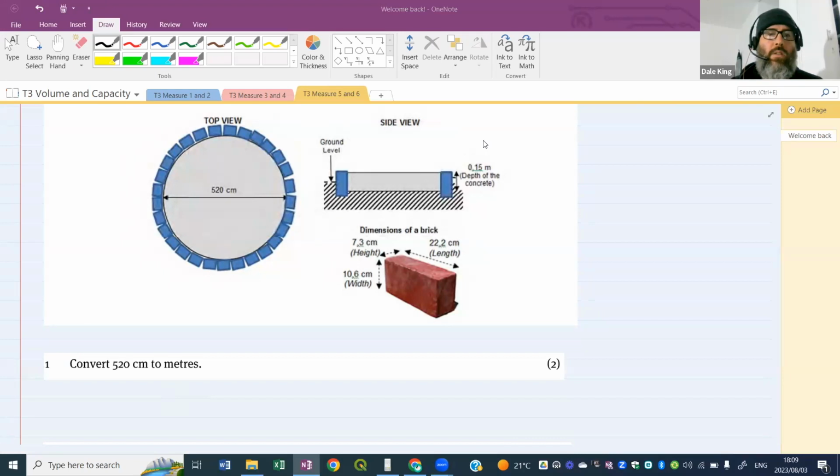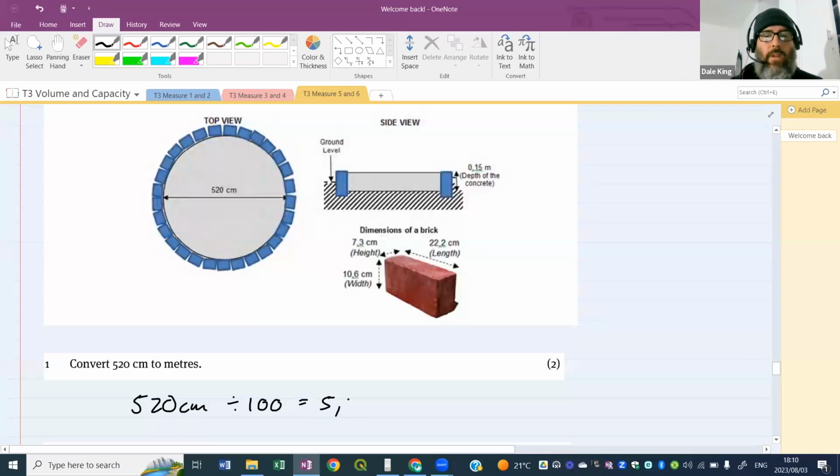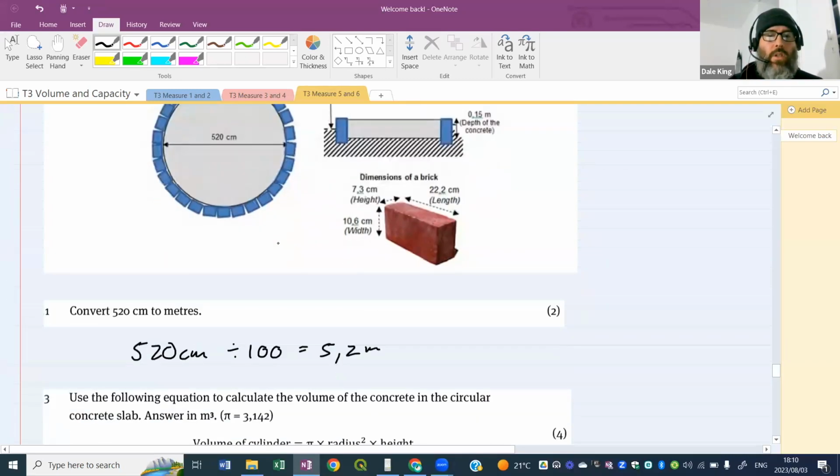All right, good. So 520 divided by 100 gives us 5,2. So that dimension on the drawing is 5,2. All right, don't forget that. Moving on to the next question.